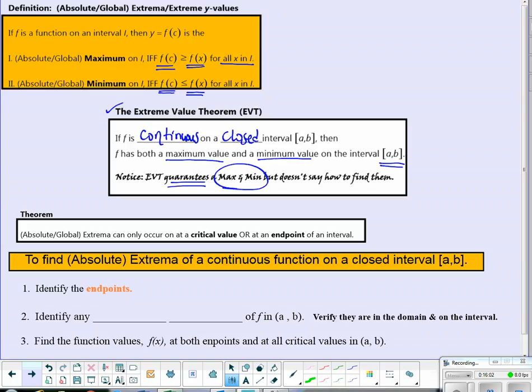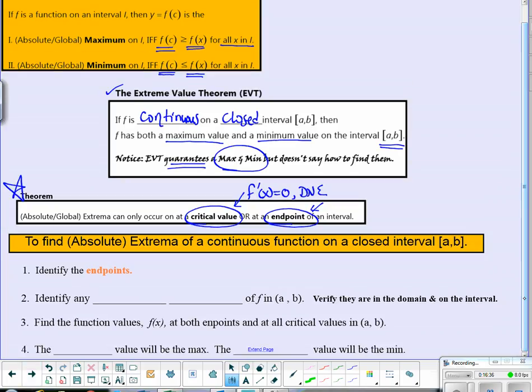And the theorem says the absolute extrema can occur only at a critical value or an endpoint. Oh my gosh, that's pretty powerful. It's telling us that these absolute mins and maxes will either be at a critical value, which we can get when we take f prime of x and set it equal to 0, or find where it doesn't exist. The other spot that they can exist is at endpoints. So we have to be sure and look for our endpoints too and test them out, because they might be the absolute.